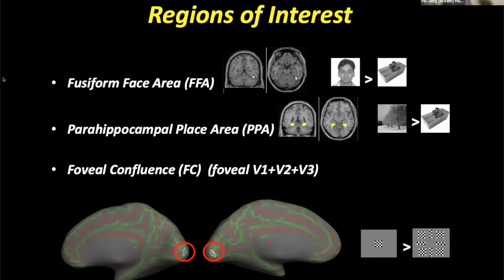And we are especially interested in FFA and PPA because the stimulus we use contains a face and a house. So we think that if there's anything that can bias their percept, it's probably going to be the face area and the scene place area. Okay, so here's how we analyze the data. This is one example run.